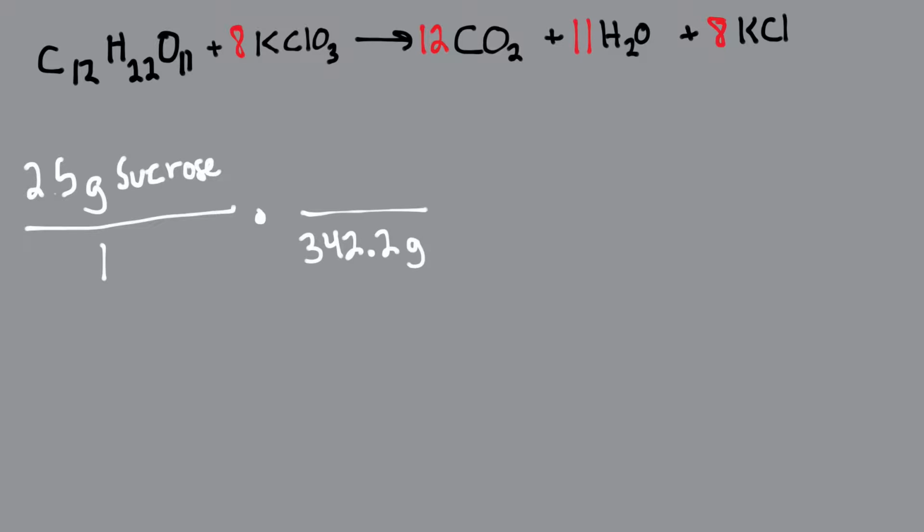342.2 grams of sucrose for 1 mole of sucrose. Please notice how I'm writing out moles of sucrose, grams of sucrose, and so on. That's important. So you have moles of sucrose, and you have grams. We went from grams to moles. All you're going to do now is cancel out grams of sucrose, and you're going to find your limiting reactant.